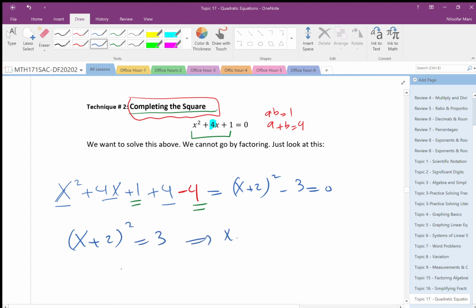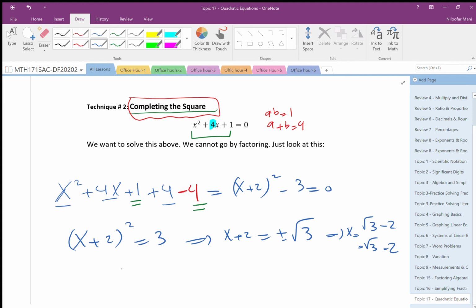And then I have x plus 2 equal plus minus radical 3. And then x equal radical 3 minus 2 and minus radical 3 minus 2. Oh, sorry, minus radical 3. Okay, so yes, square root of 3 minus 2 and minus square root of 3 minus 2. Oh, perfect.